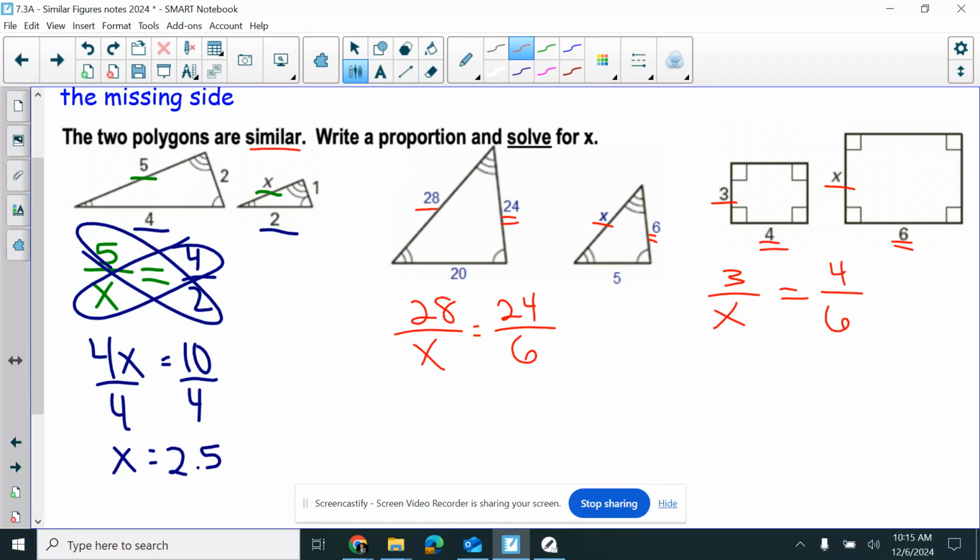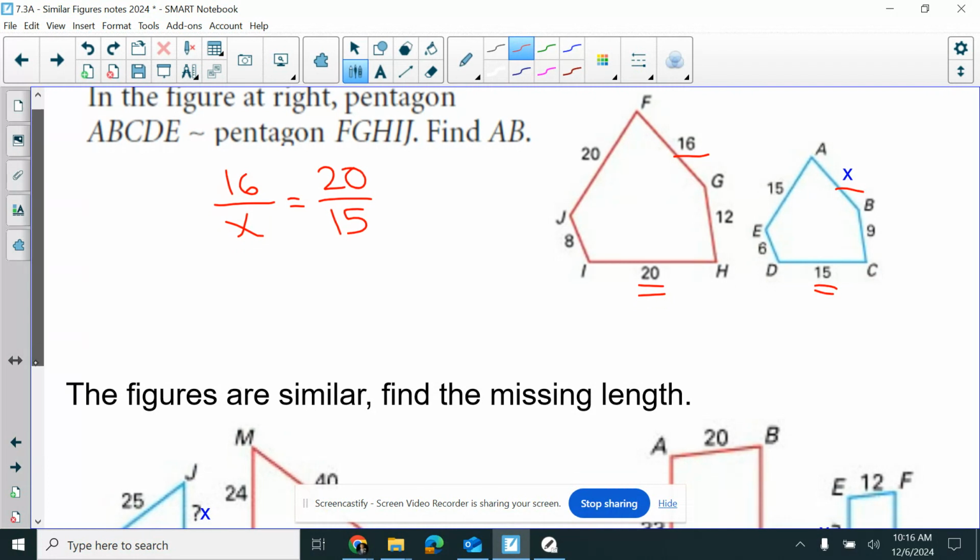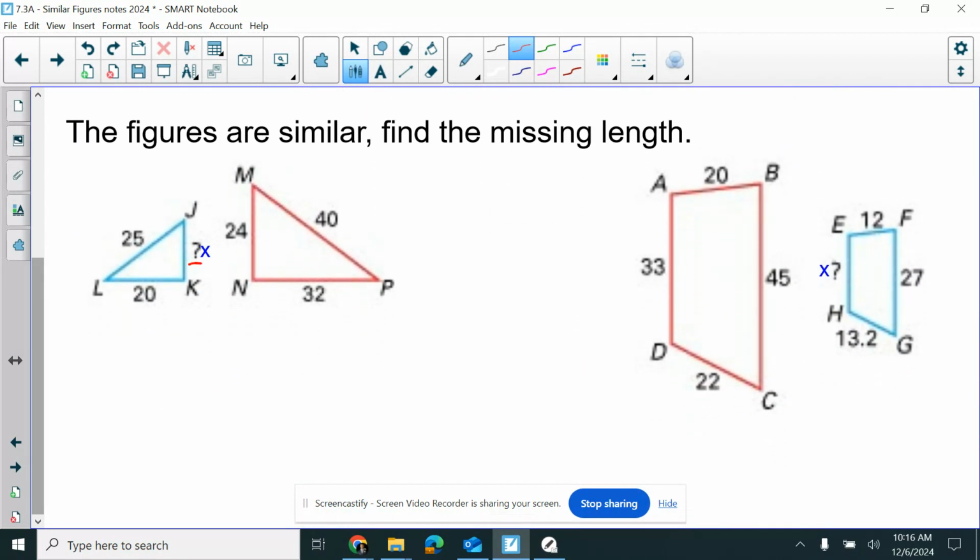This one, 3 over x equals 4 over 6. Let's just do a couple more. This one, I have 16 and x are my corresponding sides. And I have a lot of options, so I just need one of them. I'm going to pick 20 and 15. So just pick another matching side, and that's going to be your other fraction. That's how you set up the proportion. This time my x is on the left, so I'm going to write x on the top. x over 24 equals, I just need to pick another side, 25 over 40.